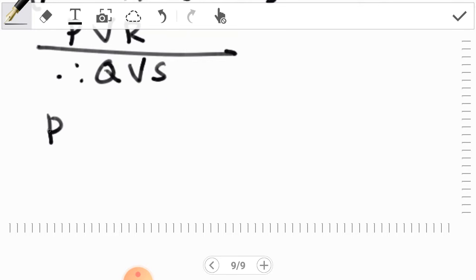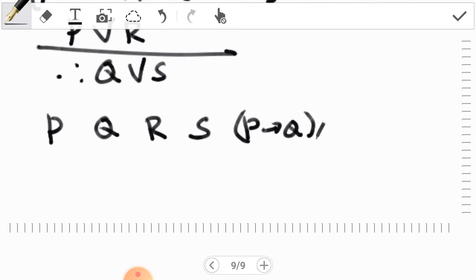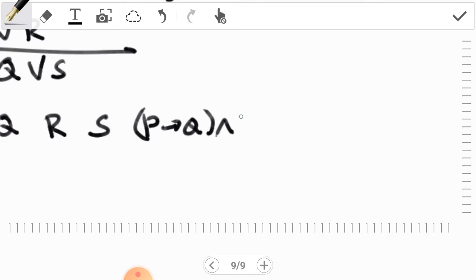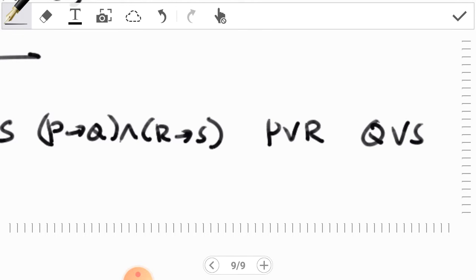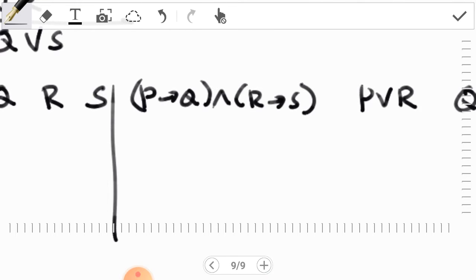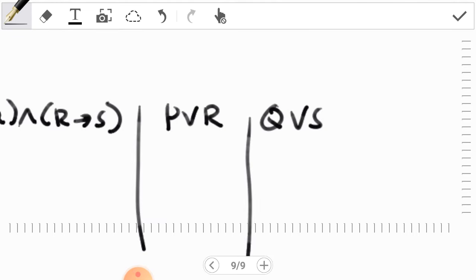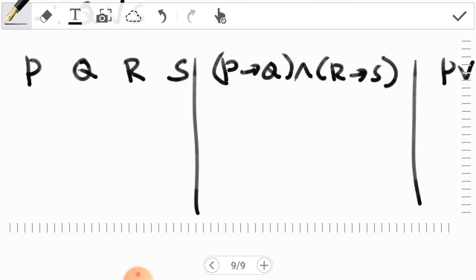So we have 4 arguments or propositions: P, Q, R, S. We need P implies Q and R implies S. And then we have P or R and then Q or S. That's the conclusion. Again, we want to show that this is a valid argument.